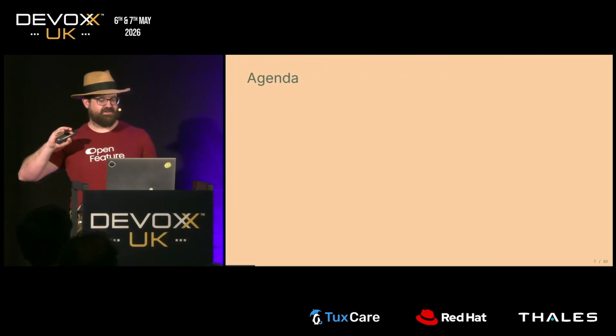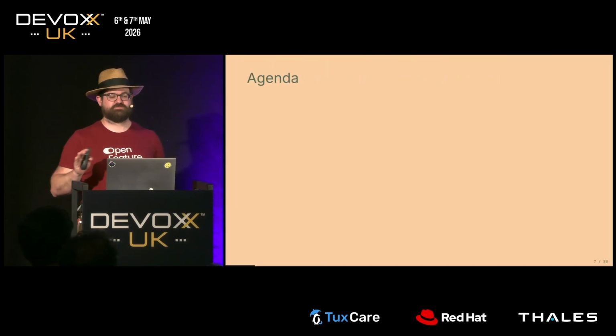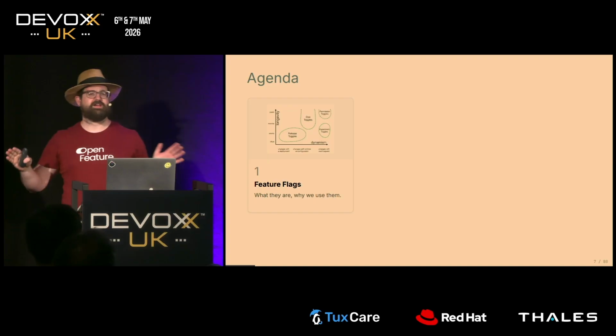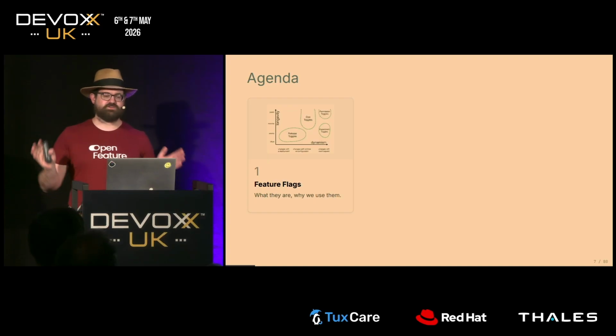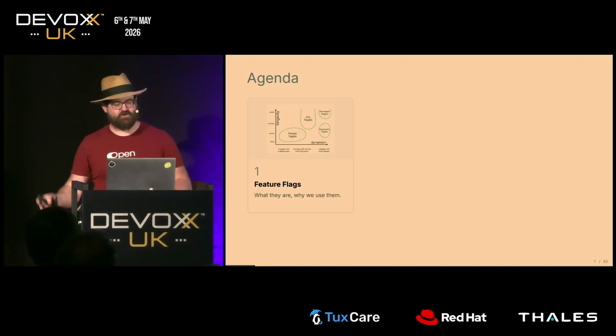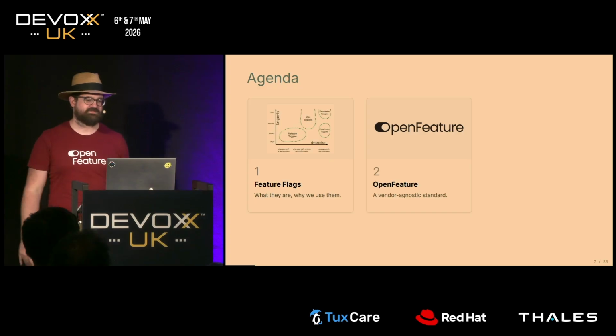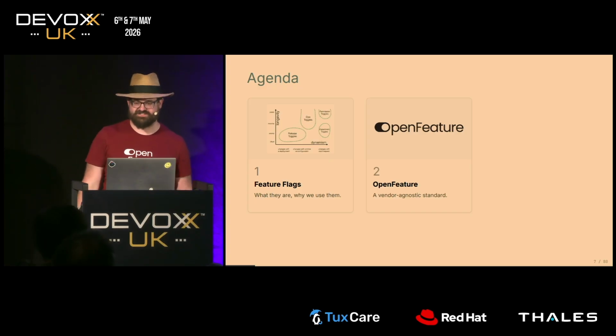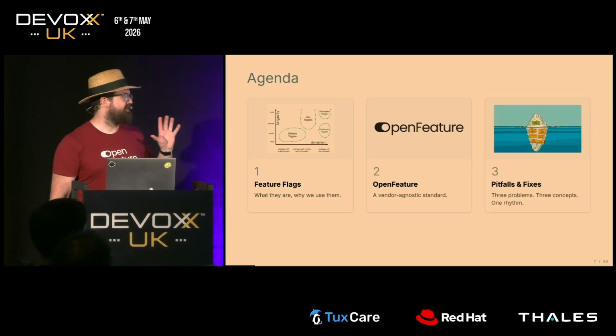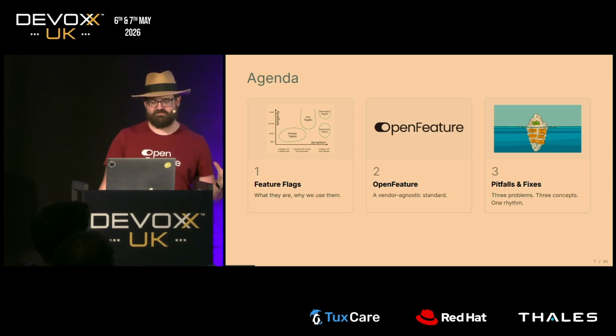For today, we have 3 bigger areas which we will be covering. First, we will normalize our view on feature flags, what they are not, how to categorize them, and things like that. Then I will give you a short introduction to OpenFeature, how the core concept looks like, and how you can interact with the OpenFeature SDK. And we will take a look at 3 pitfalls and fixes OpenFeature provides for that.